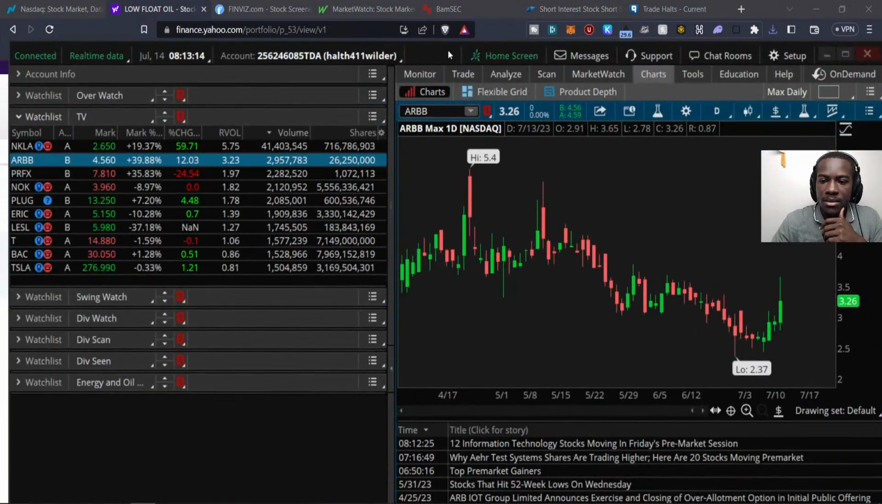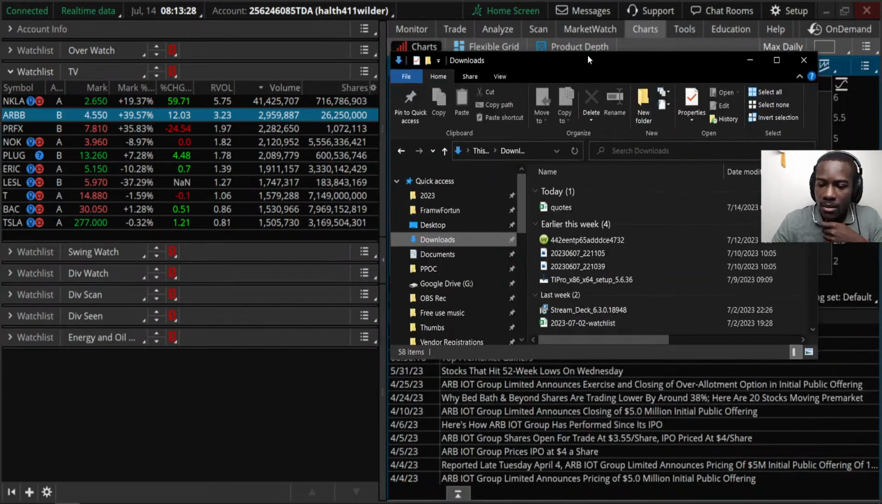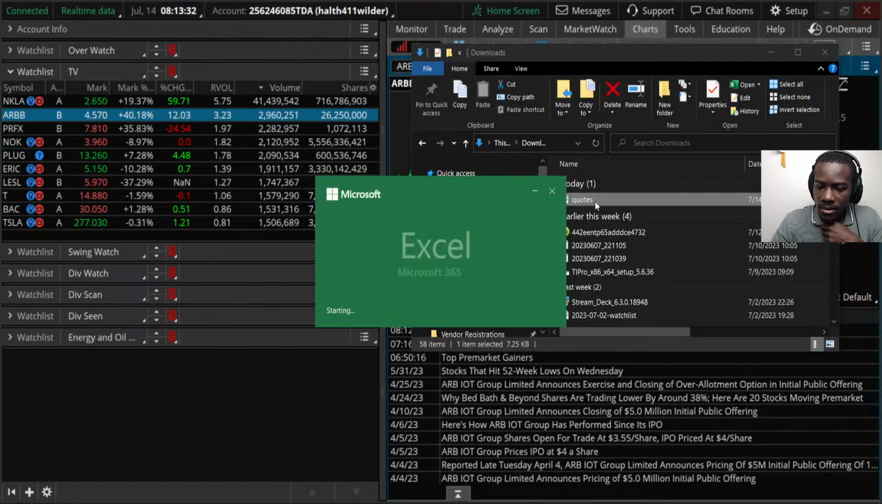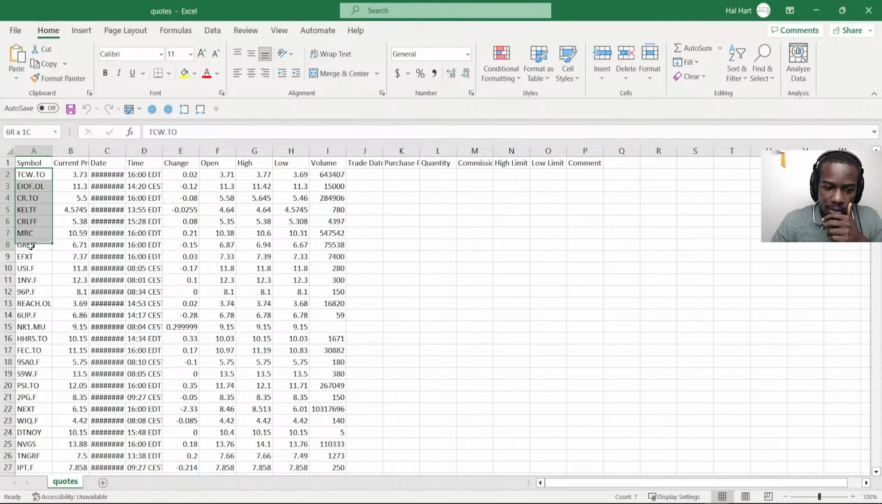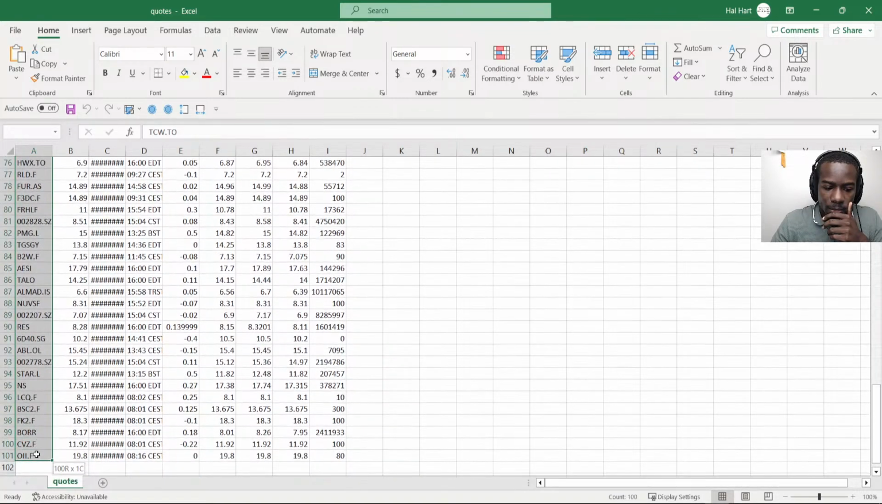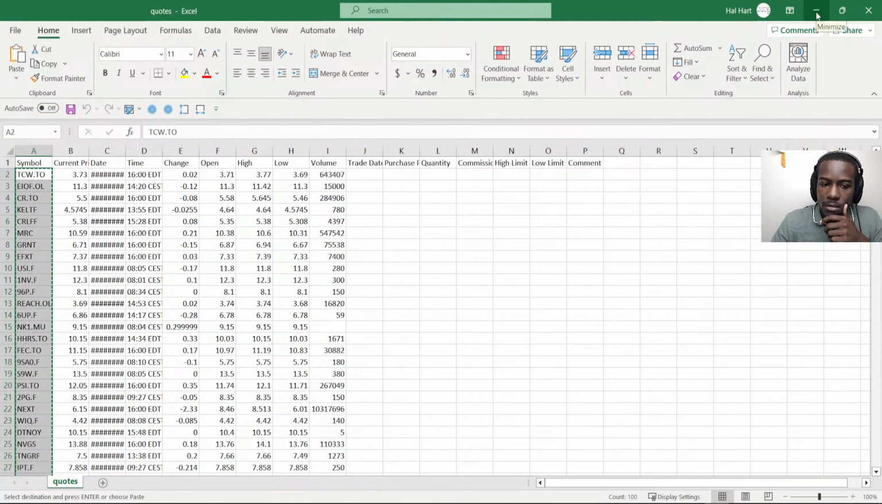And I will move this over TOS and show you guys how to bring this in. So right now it's in my downloads folder. Downloads right here in quotes. And let me open that up. So I want all of these. And I'll copy that to my notepad.